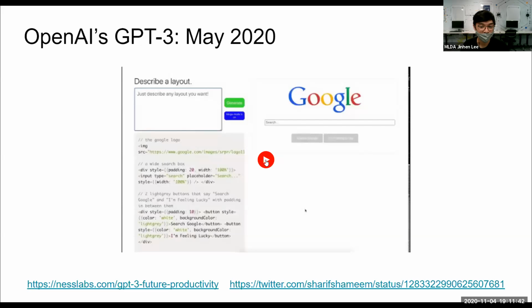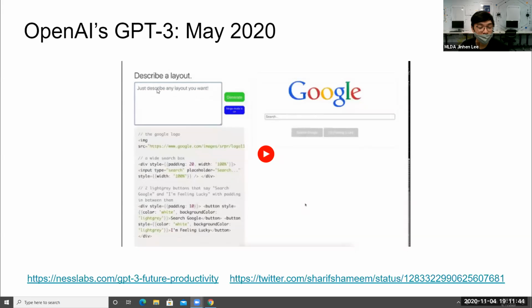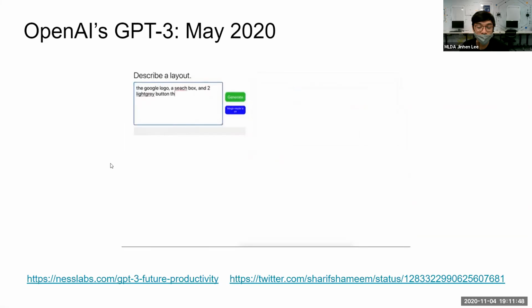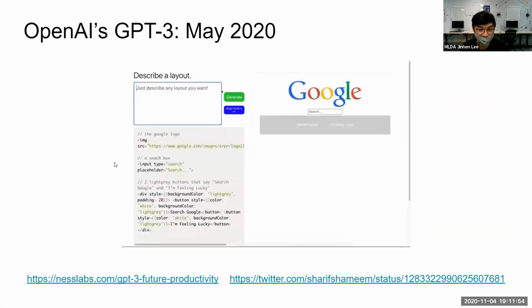So this is a video, I'm going to play it. This guy just types in the layout that he wants. He presses the generate button and he's able to generate almost a replica of the Google search bar, just based on description.